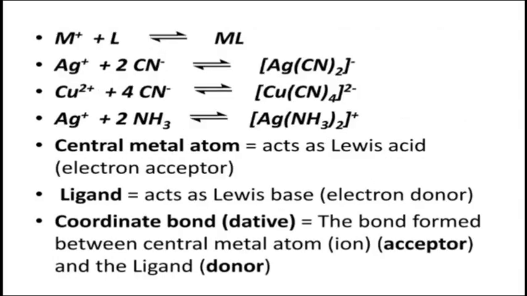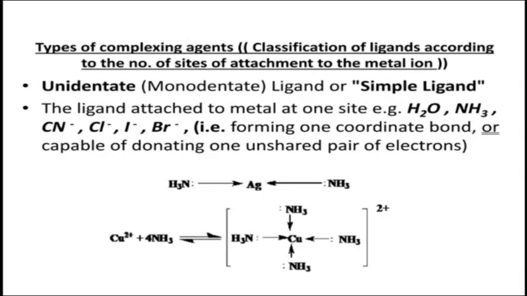The central metal atom is the Lewis acid. The ligand acts as the Lewis base. Coordinate bond: the bond formed between the central metal atom and the ligand is called a coordinate bond.